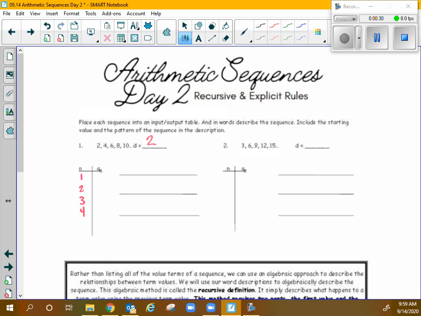What term is in the first position? 2. What term is in the second position? 4. And the third? 6. And the fourth? 8. Okay. So if you're making a description, so add in words to describe the sequence, include the starting value and the pattern of the sequence. So where did the sequence start?